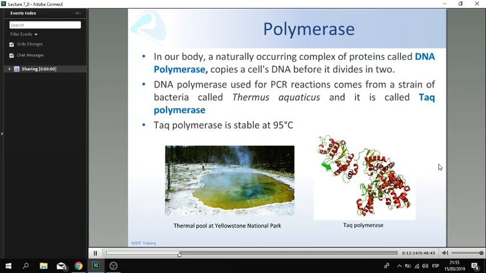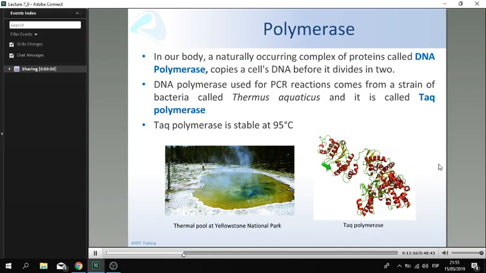And in our body, there is a naturally occurring complex of proteins that do that, and they're called DNA polymerase. So DNA polymerase copies our cell DNA before it divides, and that's happening all the time in our body. But the DNA polymerase that we use in PCR reaction actually does not come from our body. It comes from a strain of bacteria called Thermus aquaticus that lives in thermal pools at Yellowstone National Park and some other areas of the world, and it's called Taq polymerase, so that's the most popular one. And that one is really stable up to 95 degrees.